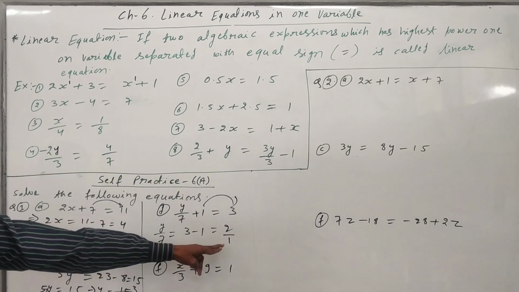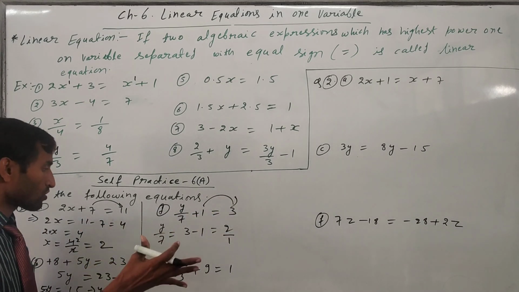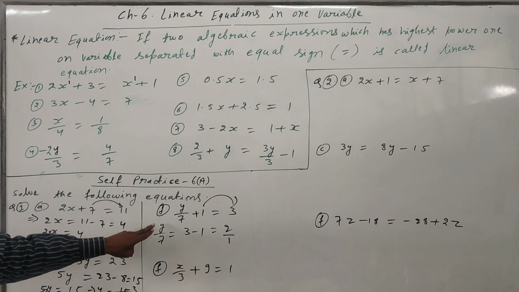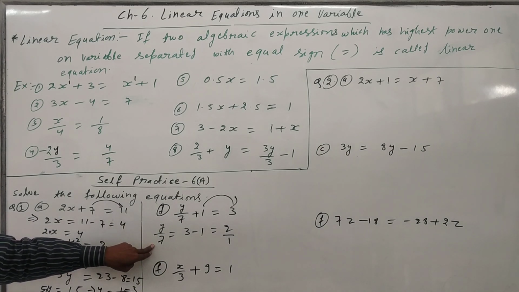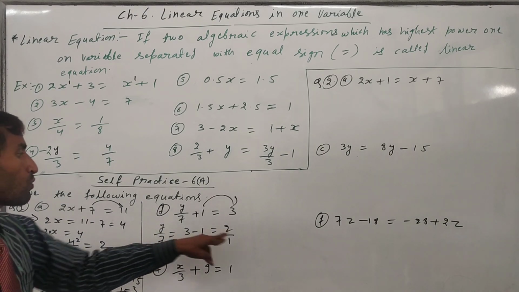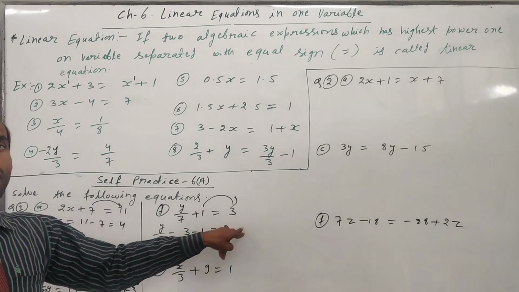Okay, now you cross multiply here, we have to do the cross multiplication method, or you can just do it like this: y upon 7 means y divided by 7. So this 7 will transpose to that side, then it will become multiplication, meaning 2 multiplied by 7 will come.